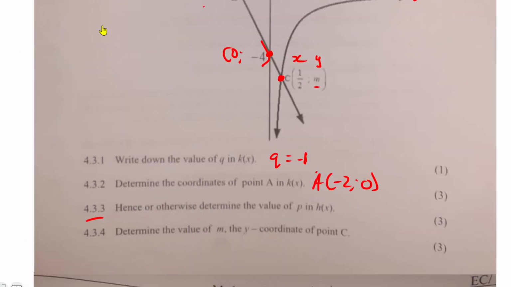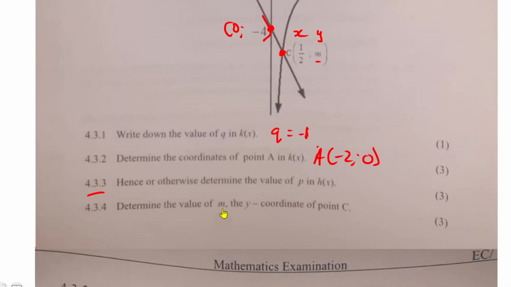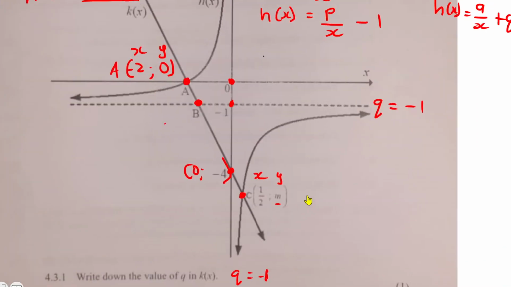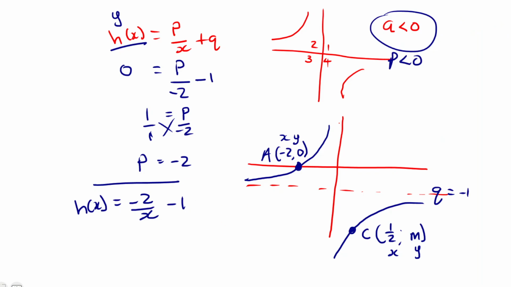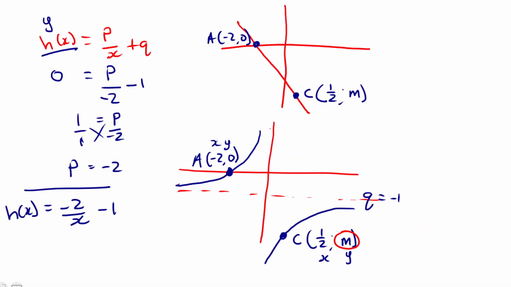So the next question is saying, determine the value of m, the y coordinate of point C. Remember we said we don't know point C, that m. So they said let us determine that m, which is the y coordinate of point C. So now we are looking for this point, which is that y coordinate of C, which is represented by m. To find that point is very easy because we now have the equation of this graph. Remember, this is the hyperbola.